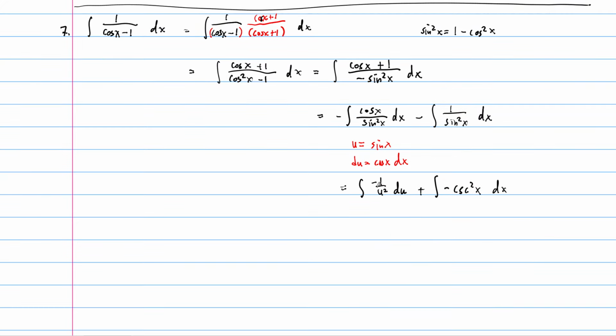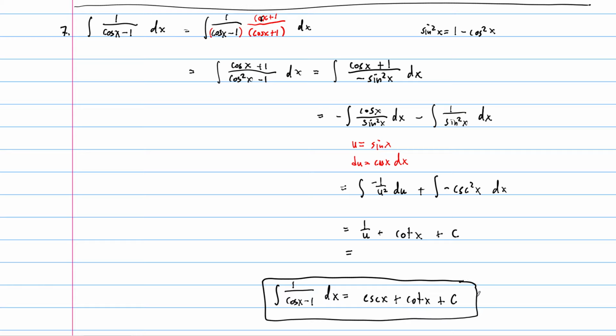All right. So this, I hope you remember, is the derivative of 1 over u. So this one's 1 over u. And this is the derivative of cotangent x. So 1 over u plus cotangent x plus c. And then all we have to do is get our u back in there. Remember, u was sine, right? 1 over sine is cosecant. And so what we end up with, I'll write it down here: the integral of 1 over cosine of x minus 1 dx is equal to 1 over sine, so that's cosecant of x plus cotangent of x plus c.